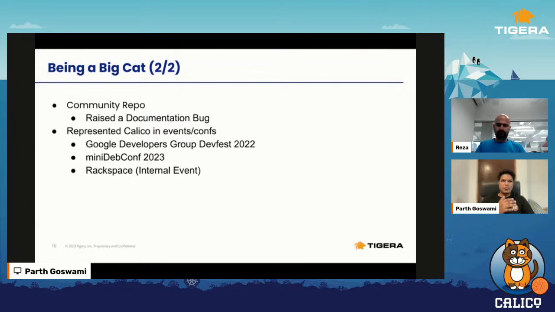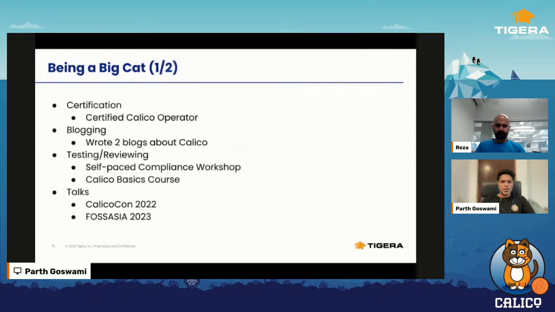You are supposed to be a POC for those communities, or a representative of those communities. And if because of you 50 new people become aware that Calico exists, or that this is the product they are having, it's a good thing basically. Yeah, so that's about it as of now. These are the contributions that I've made since I've become a big cat.